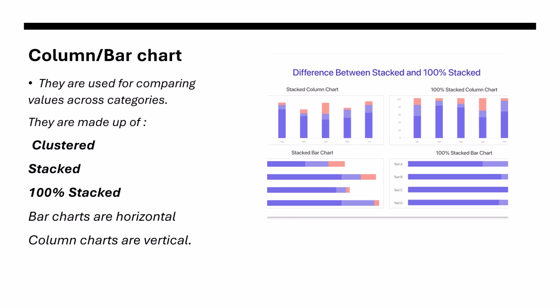Column and bar charts are great when we want to compare values across different categories. Column charts use vertical bars, while bar charts use horizontal ones, but they both serve a similar purpose. For instance, you can compare sales by product or revenue by region. You can also use stacked or 100% stacked versions if you want to show how parts contribute to a total.